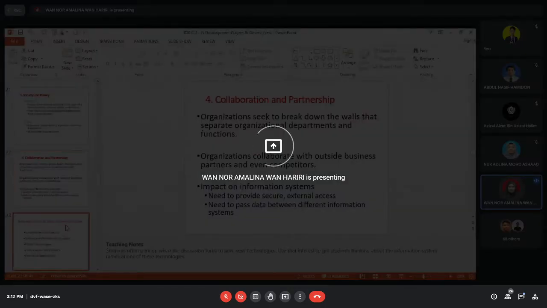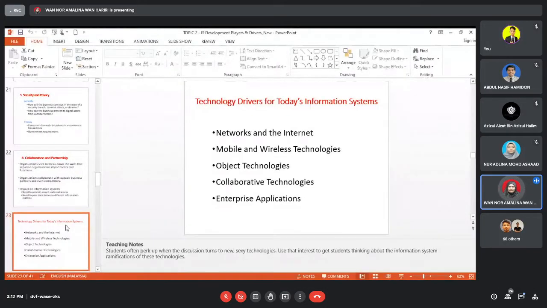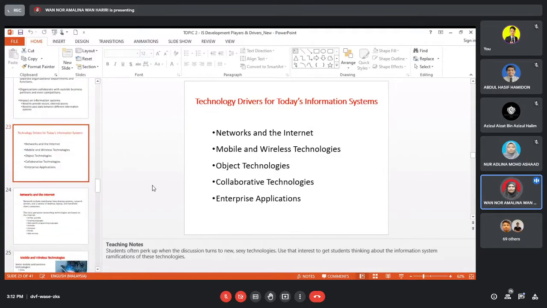Okay, we'll continue with the technology drivers. Yeah, we have mentioned the business drivers, or the factors that promote the development of IS from the business perspective. Now we are looking into the technology drivers, the factors that promote the development of IS from the perspective of technology. All right. So among the technology drivers are the networks and the internet, of course, mobile and wireless technology, object technologies, collaborative technologies, and enterprise applications.